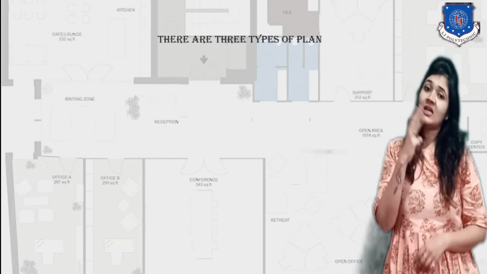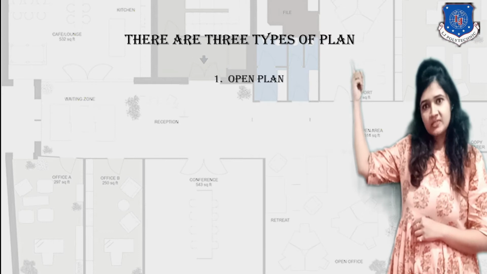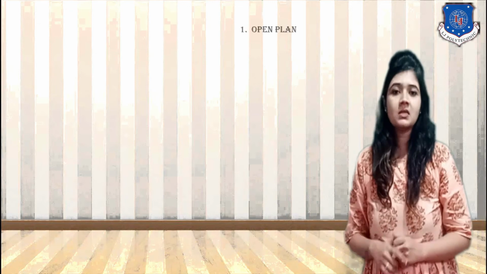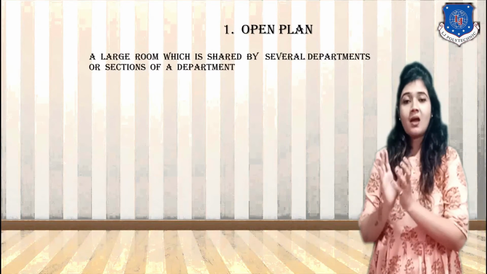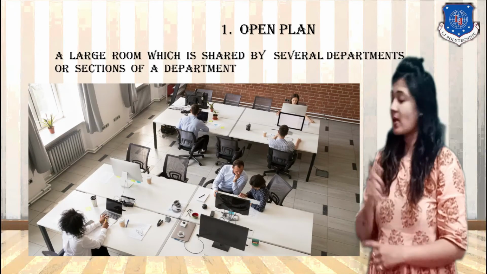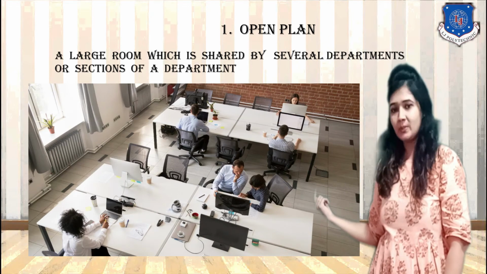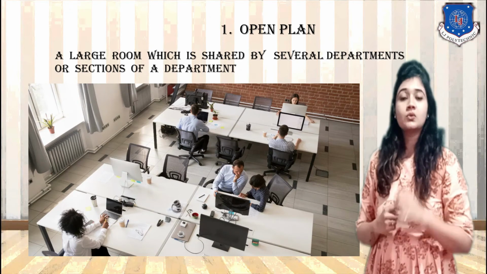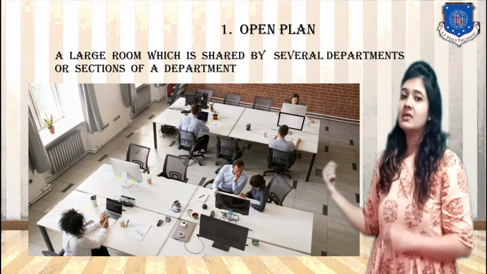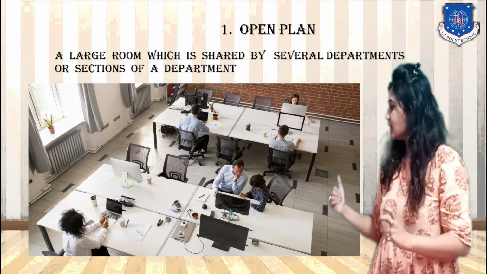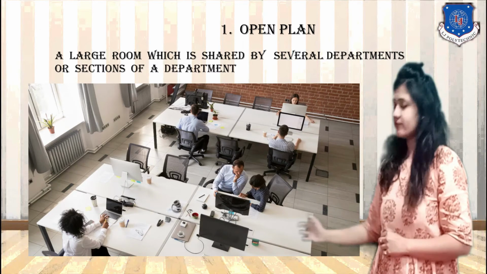Now there are three types of office plan: the open office plan, the enclosed office plan and the landscape office plan. First we discuss the open plan. A large room with multiple partitions and sections, which you can see in this image, is called an open plan. In this we have eye to eye connection with each and every one. So this is the advantage of this office plan. In the same way, it also has a disadvantage: we can't do any confidential work in this type of office plan.